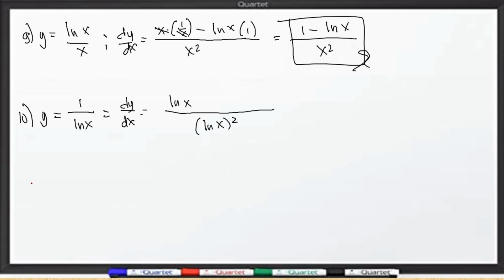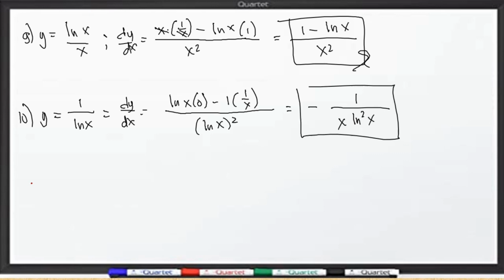Kopyahin natin yung ln of x times the derivative of the numerator, which is 0, minus the numerator, which is 1, times the derivative of the denominator, which is 1 over x. Yan po. So, ang mangyayari po, negative 1 over, ito pong x na to, bababa, x, tapos ln squared of x. Ayan. Ito na po yung ating magiging final answer.